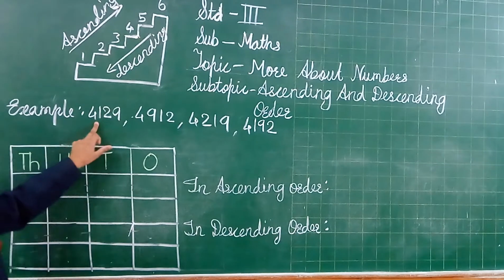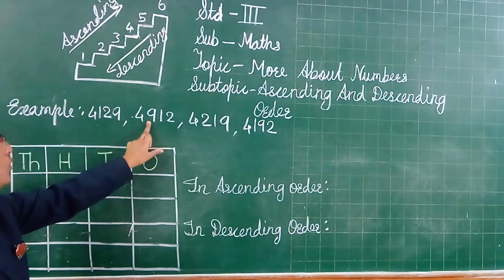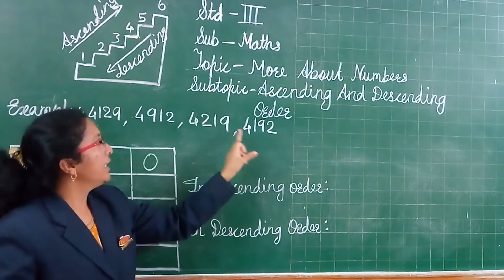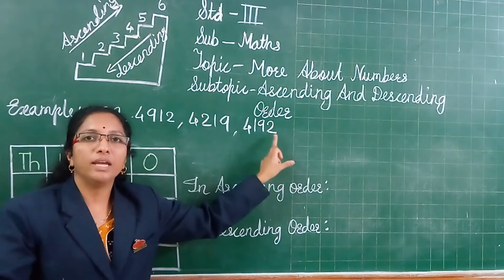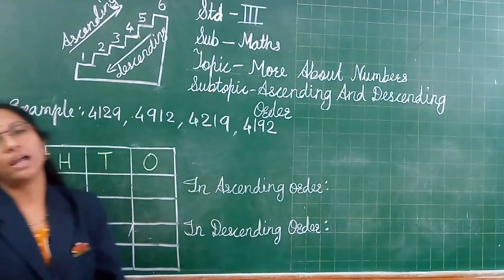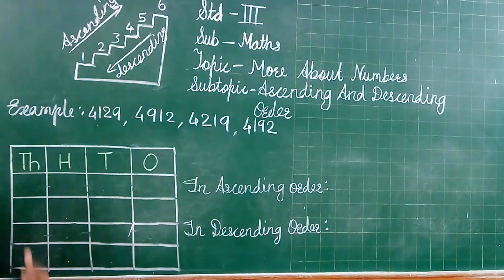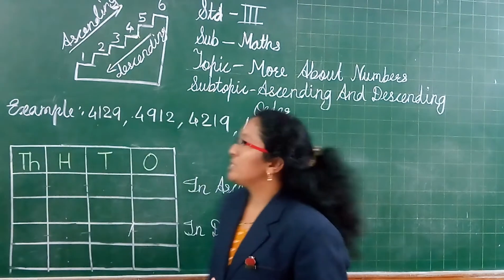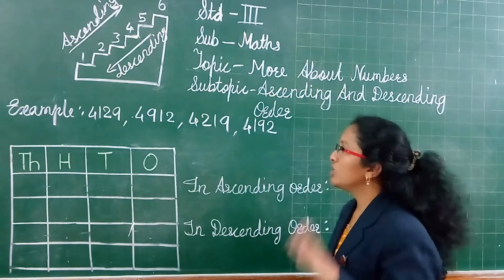Second example is 4,129, 4,912, 4,219 and 4,192. All these 4-digit numbers we are arranging in ascending and descending order. First, what will we do? We arrange all these numbers in a place value chart.